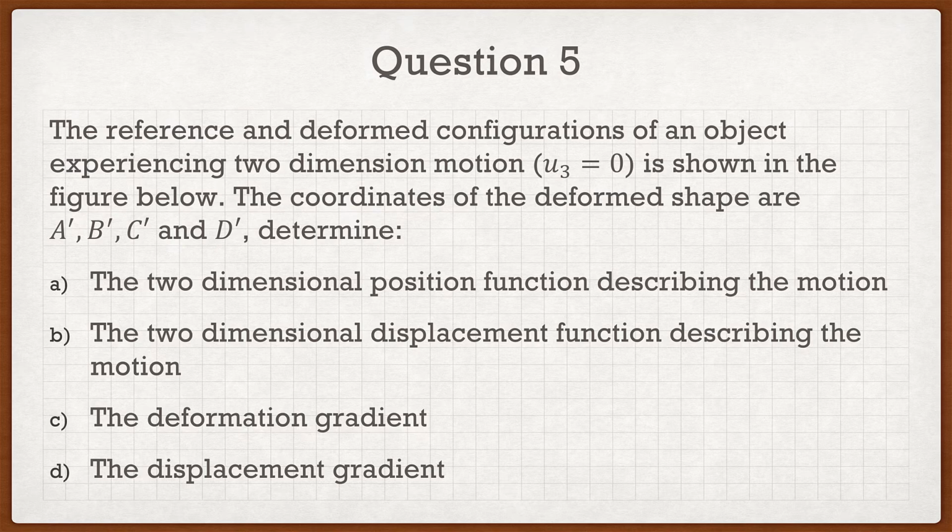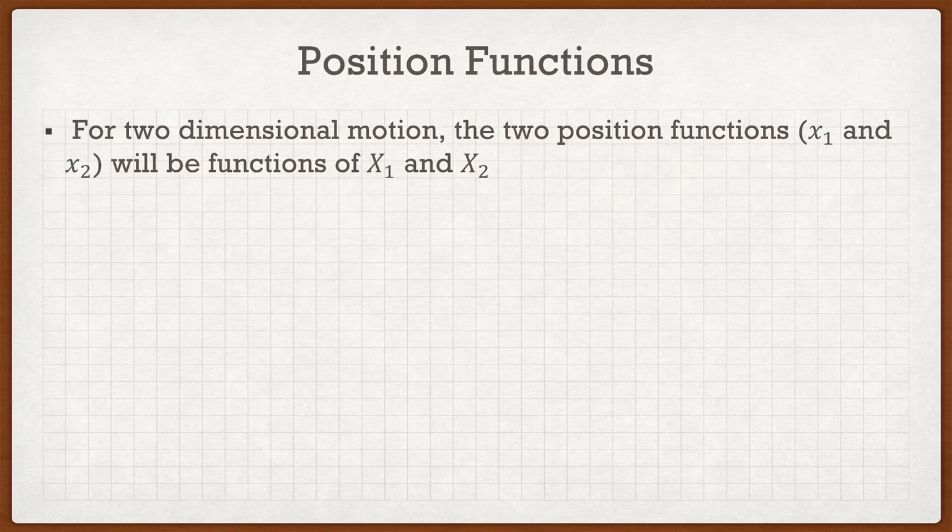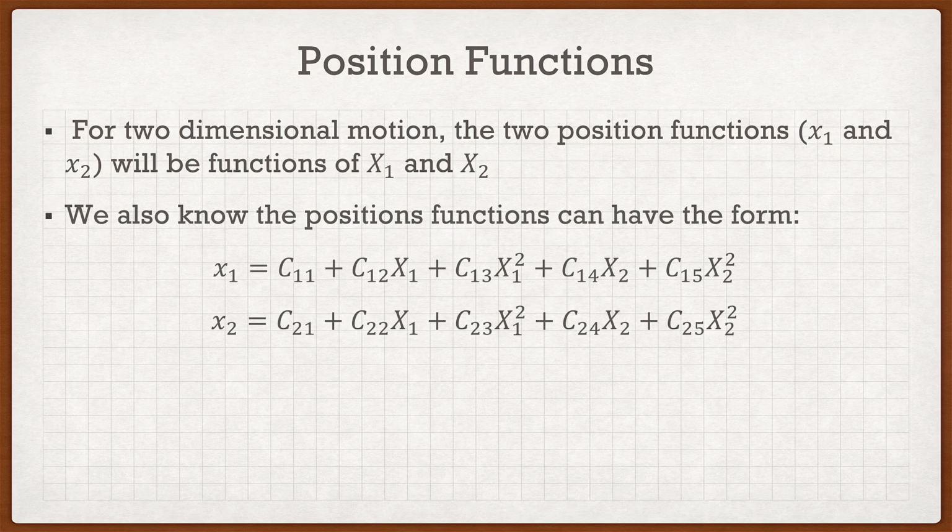The real trick to this question is going to be, okay, how do I find the position function or the displacement function? So let's just kind of take a step back and say, okay, well, what exactly are the position functions? And I remember that for two-dimensional motion, our position functions are going to be x1 and x2. And they're going to be functions of big X1 and big X2. So what I can do is I can say that x1 is equal to some constant plus X1 with some coefficient plus X1 squared with some coefficient, and so on and so on.